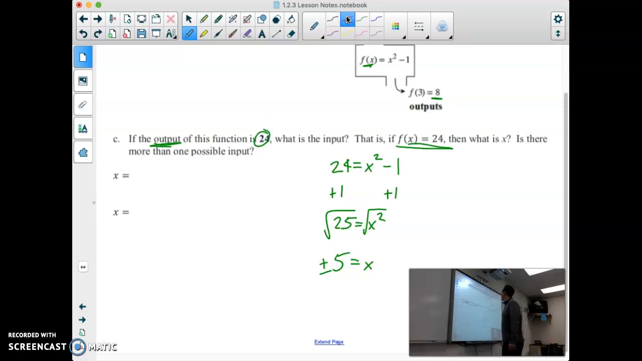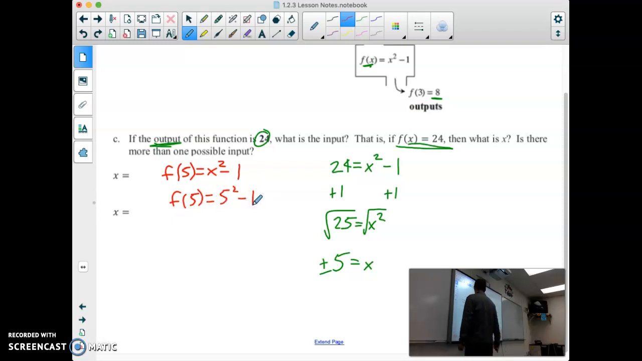So if we check ourselves to see if we did our work right, if we do f of 5 equals x squared minus 1, we have f of 5 is equal to 5 squared minus 1. So this is going to be 25 minus 1, which is 24. So that means that we did our work right over here. And this will work exactly the same if we plug -5 in, because if we square -5, we still get positive 25. So if we take the square root over here, it's plus or minus 5, so we get the same result when we plug it into our function again in red over here. All right, let's move on.